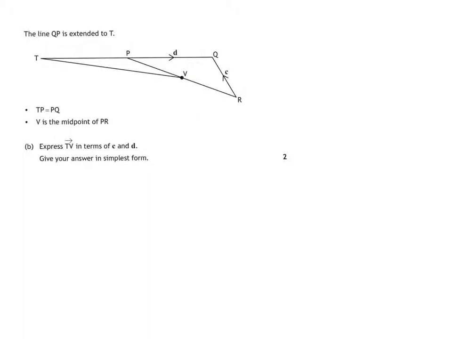Express T to V, so from there to there, in terms of C and D. Give your answer in its simplest form. Stop the video, go and have a go. Okay, let's have a look at this. So T to P is the exact same as P to Q. So that means that T to P is also D.